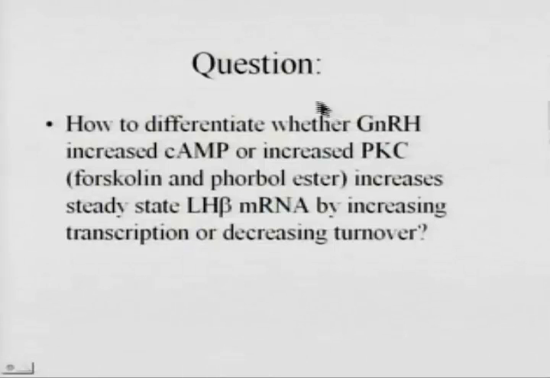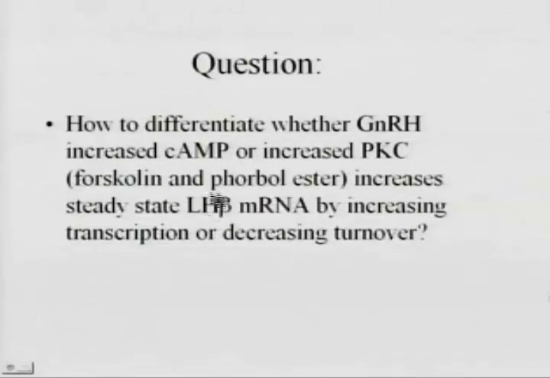and ask ourselves some questions. How could we differentiate whether GnRH increased cyclic AMP or increased PKC? In other words, using forskolin and a phorbol ester. Remember, the forskolin will increase adenylate cyclase and the phorbol ester will activate the PKC.